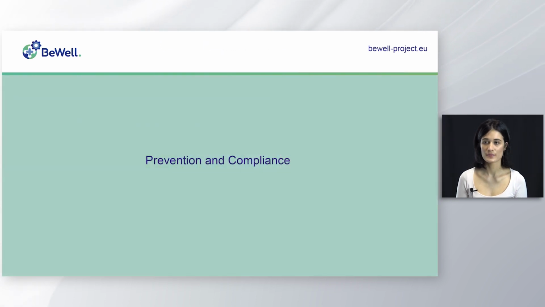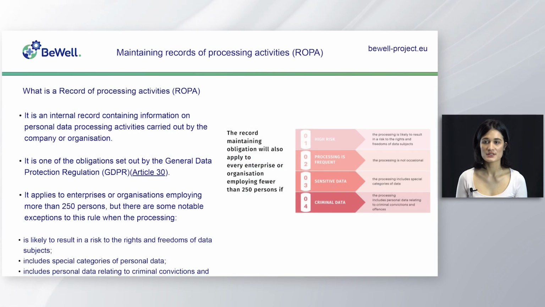Prevention and compliance. What is the record of processing activities? Among the obligations set out by the General Data Protection Regulation, there is one on maintaining records of processing activities. ROPA is an internal record that contains information on all personal data processing activities carried out by the company or organization.